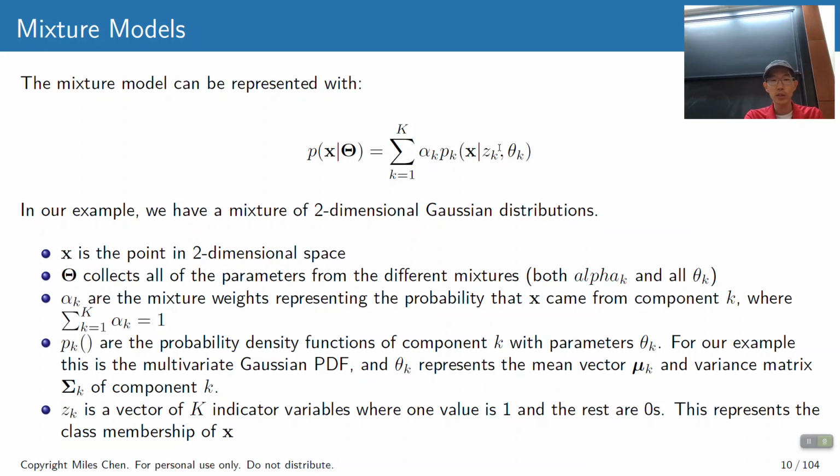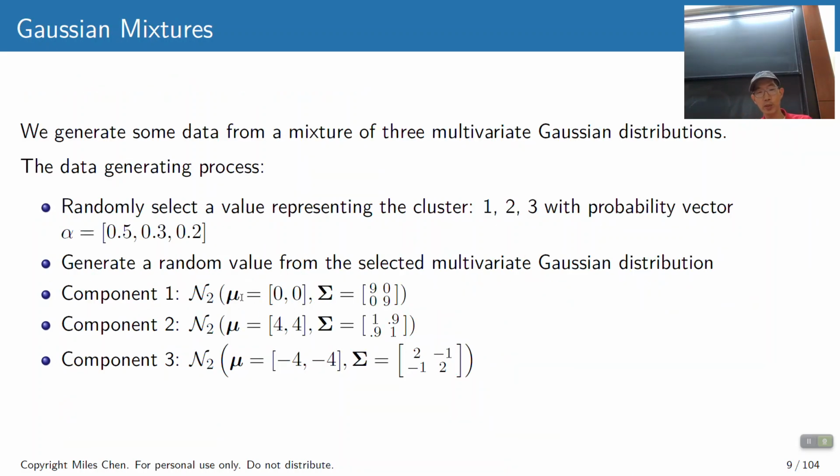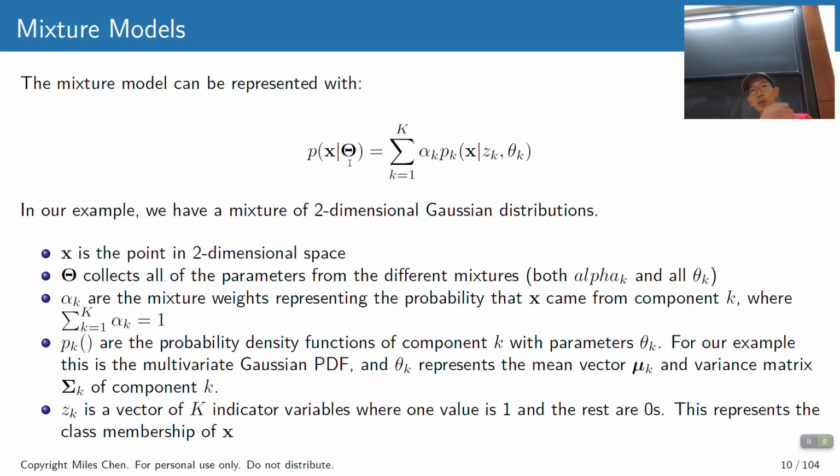Okay, so the overall mixture of this 2-dimensional Gaussian gives the probability of getting some value x given your parameters, where x is the point in 2-dimensional space, and this big theta right here is basically all the parameters, the combination of all the mu's, all the sigmas, and the alphas, okay? So all the means, all the standard deviations, all the sigmas here, is going to be equal to the mixture component.